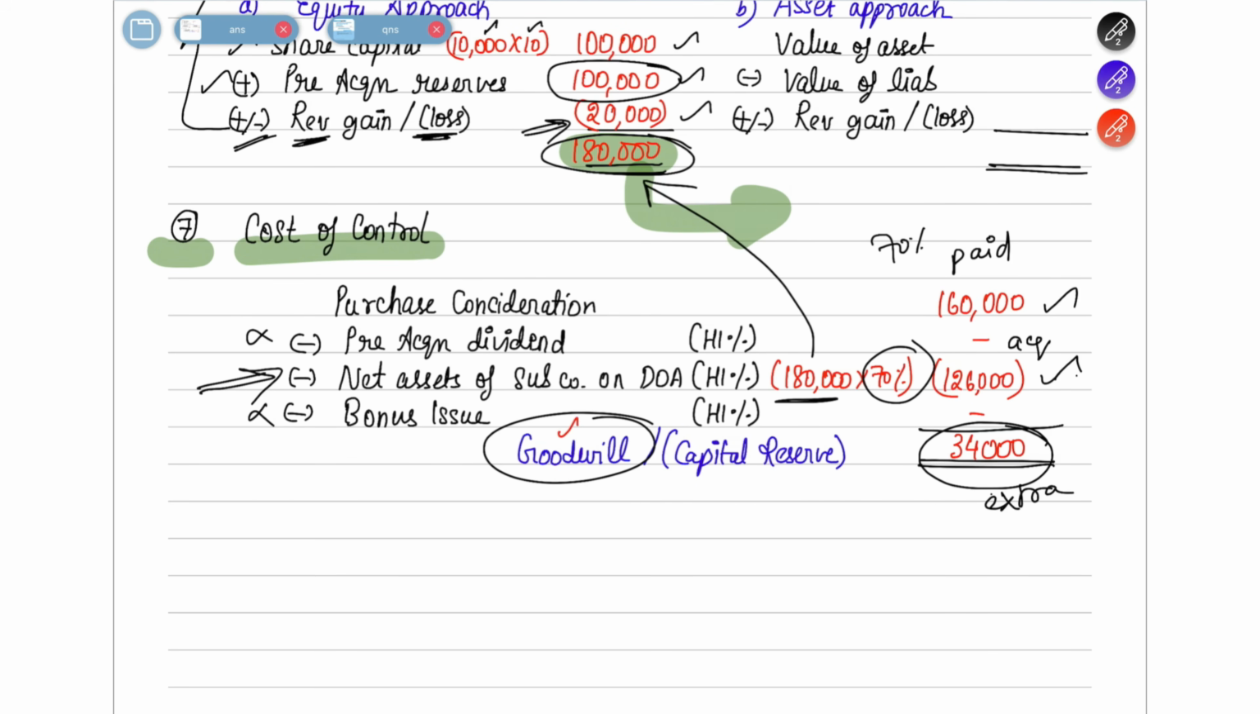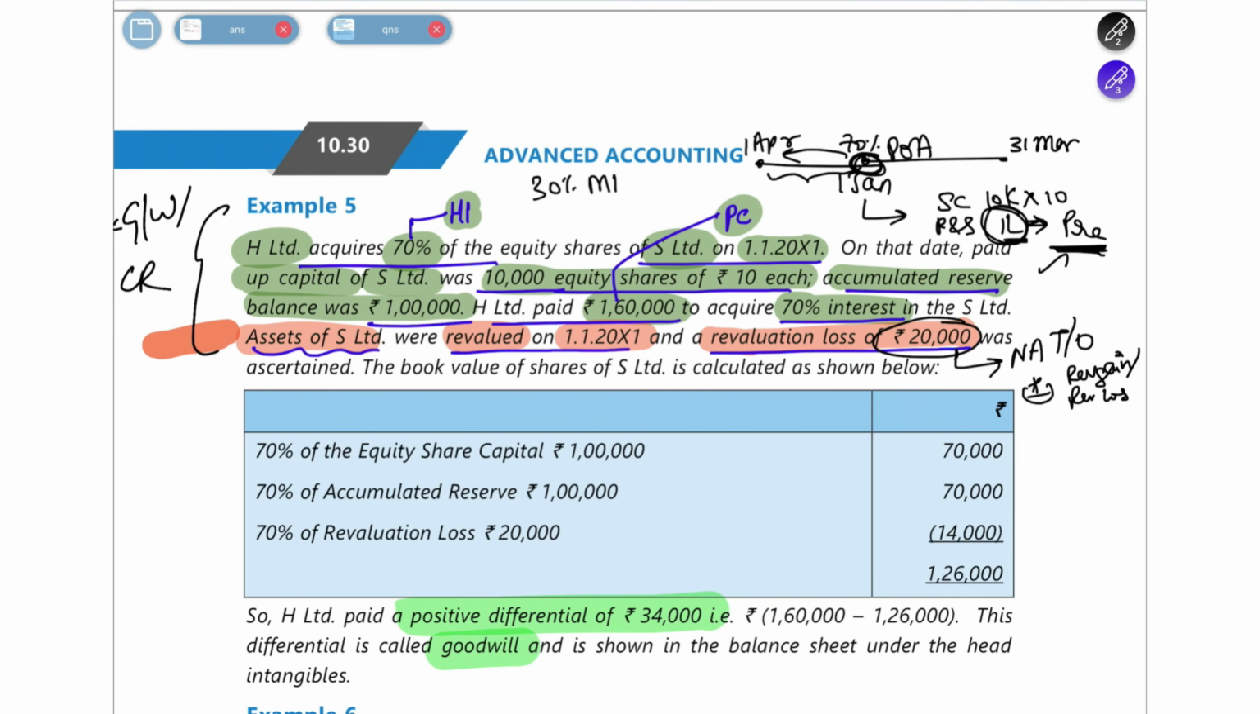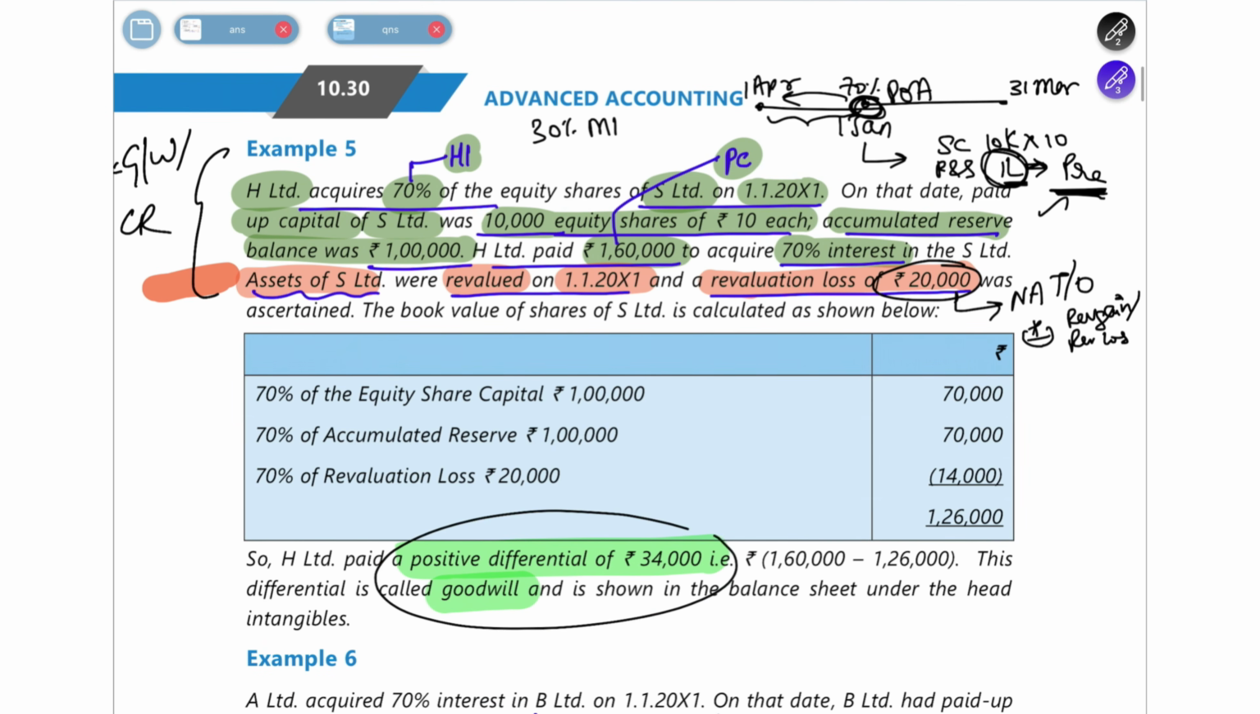So I hope you understood this question. If you see, there's a positive differential of 34,000, which is goodwill in this. If you see in the question, only this much answer has been given, so you will not be able to understand what ICAI has done in the question.